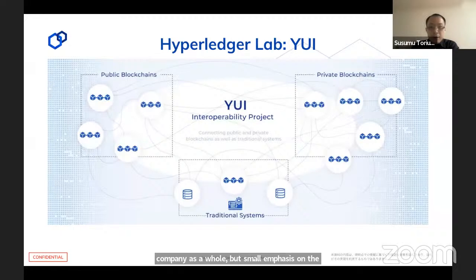But it seems it has much similarity in the architecture to Weaver. So there is a relay module in Yui, which corresponds to the relays in Weaver.